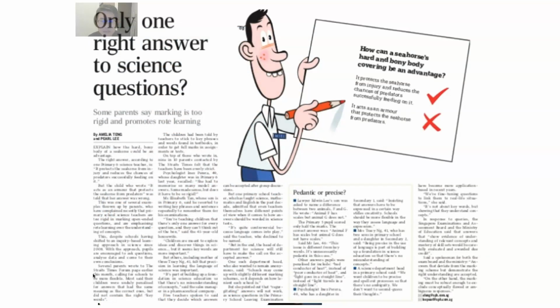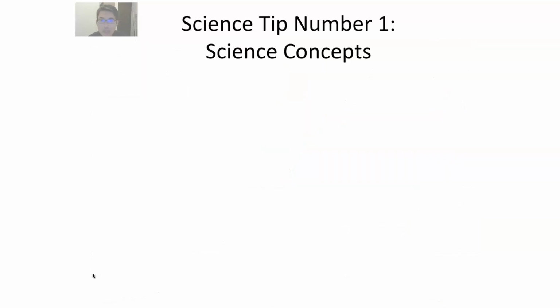Sometimes parents and a lot of people wonder, is there only just one answer for science? And my short answer to you right now is no. There can be more than one answer. It depends on how you justify it, how you explain it. And in this lesson, I'm going to go into two science tips. The first one, which I'll just cover very briefly today, is about science concepts.